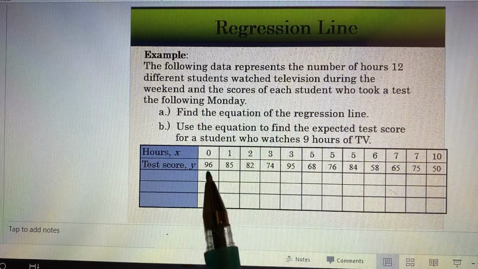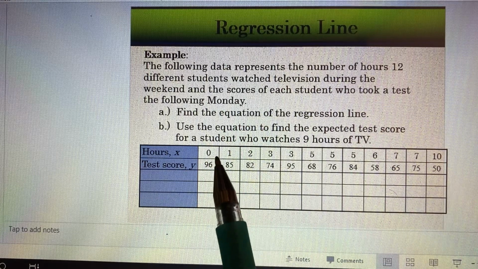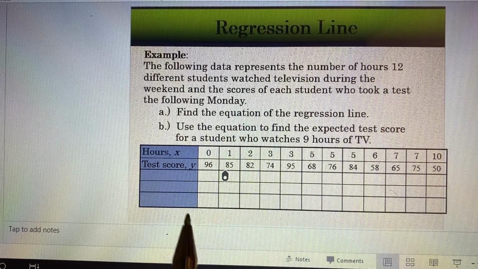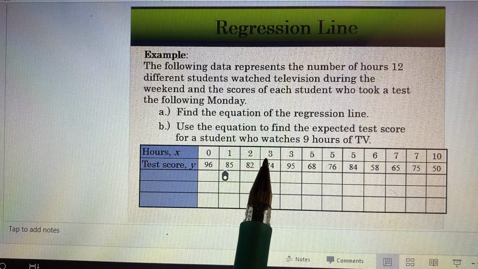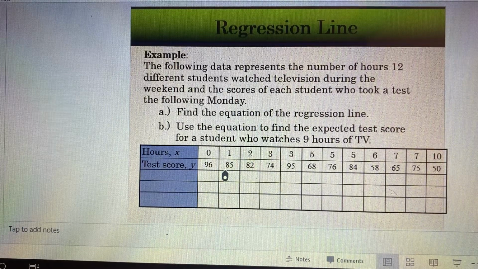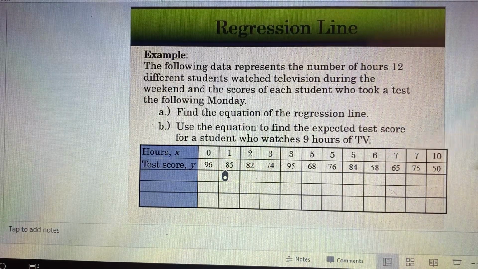Okay, so we've got 12 students or ordered pairs. This first student watched 0 hours of television and they got a score of a 96. This student watched 3 hours of television, they got a score of a 74. This student watched 6 hours of television, they got a score of a 58.